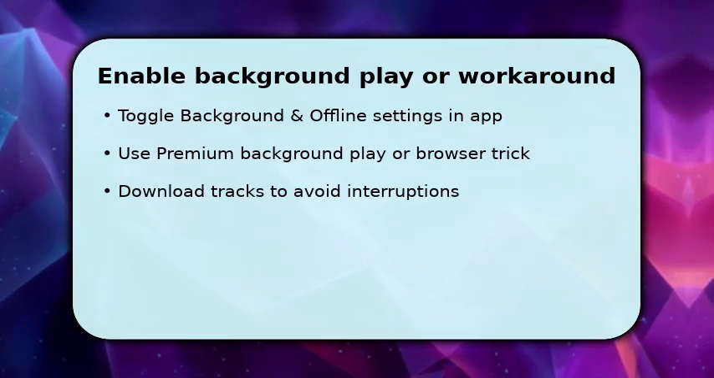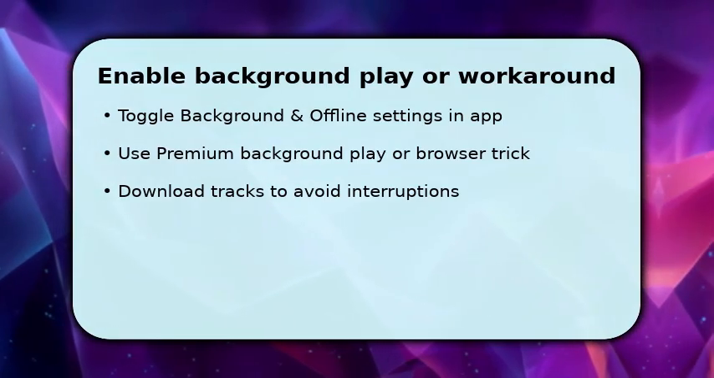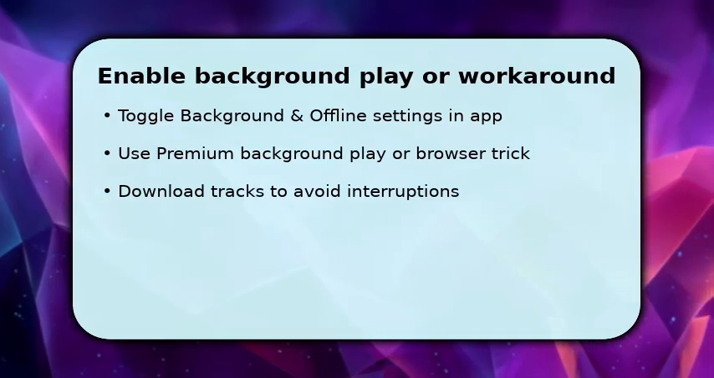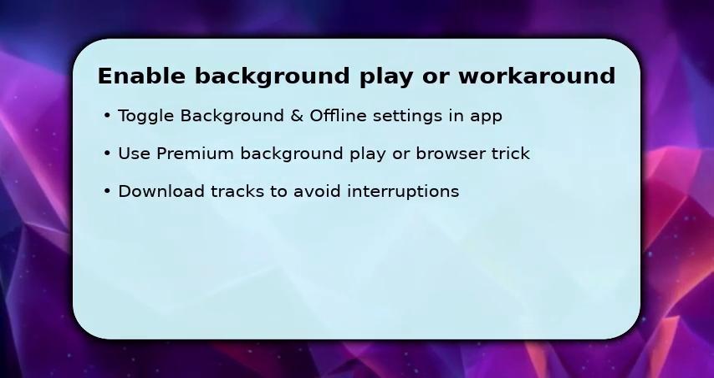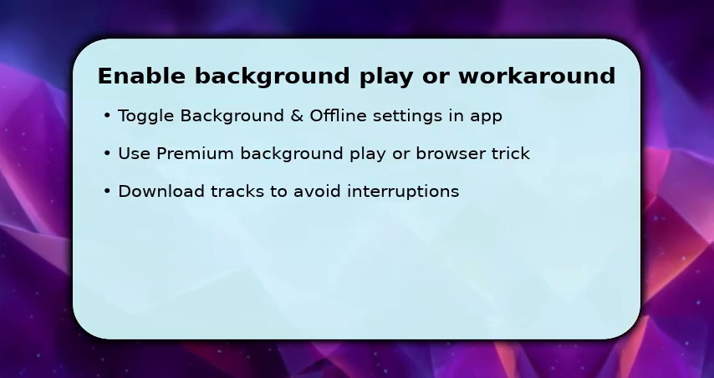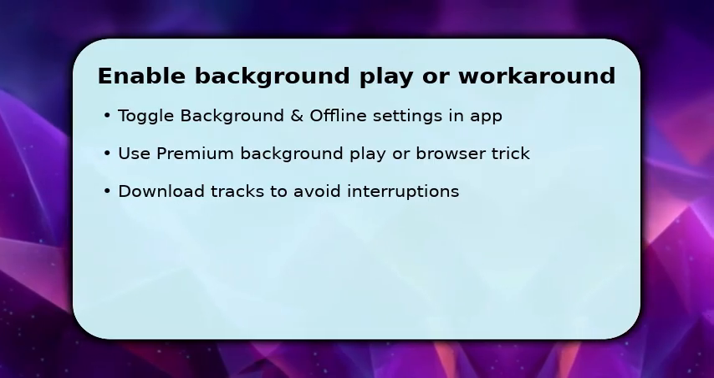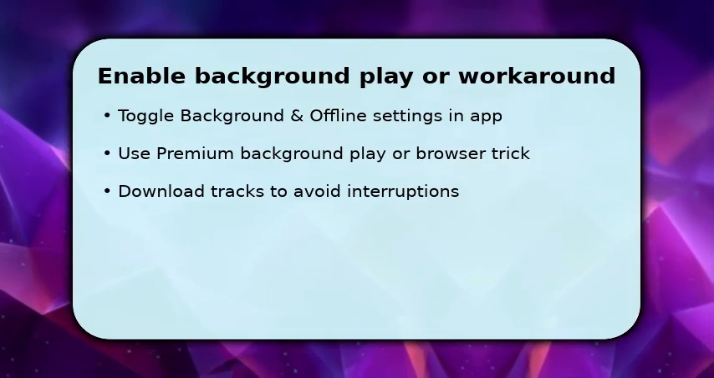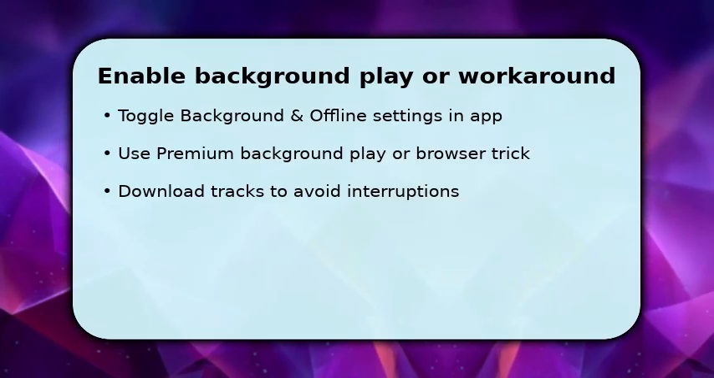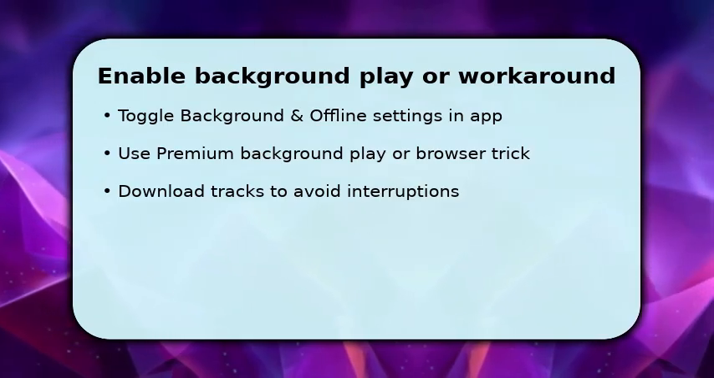If you hold premium, simply start playback and lock the screen, audio continues. If you use the free tier, open YouTube Music in a mobile browser, request the desktop site, start the song, then lock the phone. This often keeps audio running. Also, download the playlist to local storage to avoid network pauses and conserve battery.